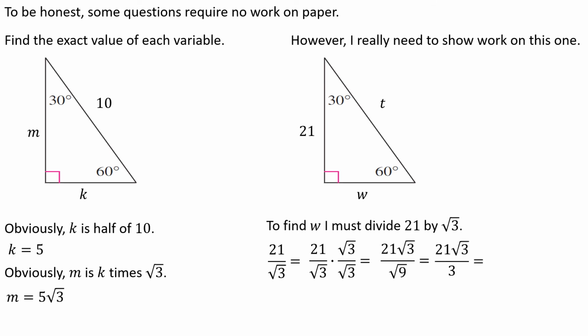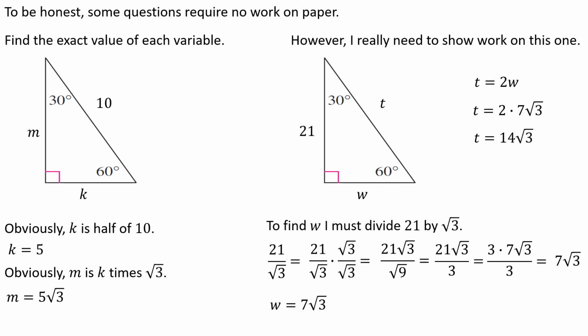And of course, during this process, the square root of 3 in the denominator becomes a plain old 3 in the denominator. And when we accomplish that, we have our root 3 appear in the numerator. And of course, that 21 just sits there until this last step where I say, hey, 21 is 7 times 3. I can cancel a 3 in the numerator with a 3 in the denominator. I get 7 root 3. So w would have to be 7 root 3. And I really need to show work to justify that answer so I can see where it came from. And of course for t, I can show a little bit of work here. I'm saying, okay, I got to multiply w by 2, and I get 14 root 3.